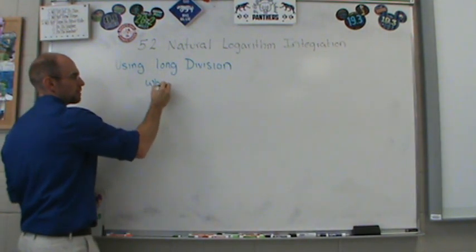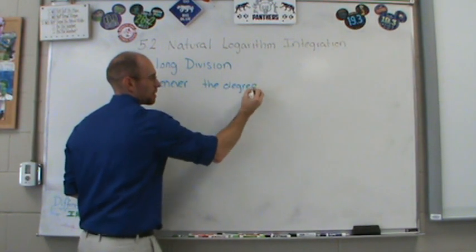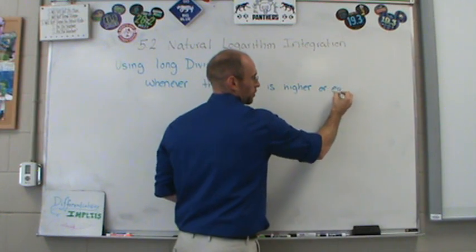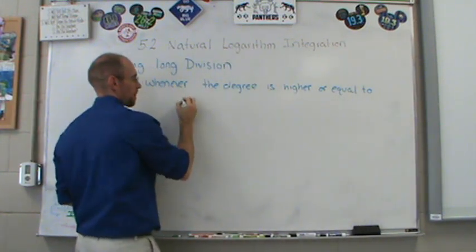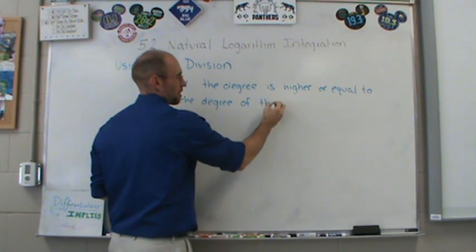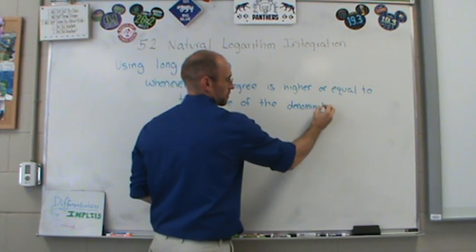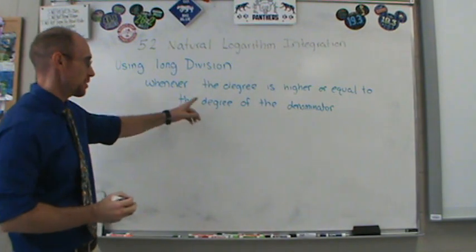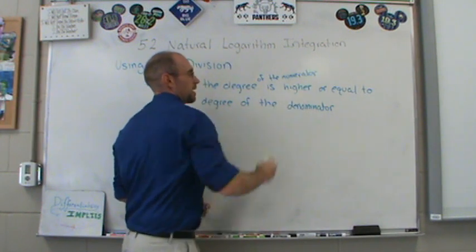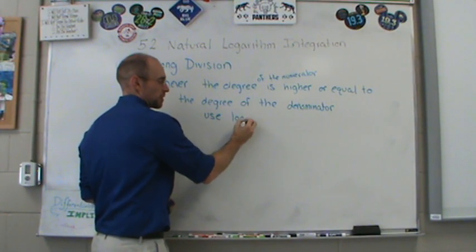So again, whenever the degree of the numerator is higher or equal to the degree of the denominator, we have to simplify by using long division.